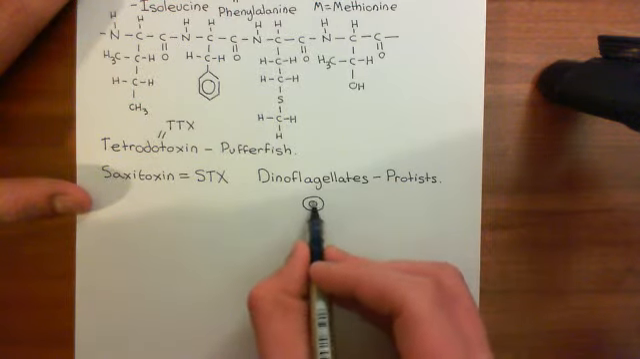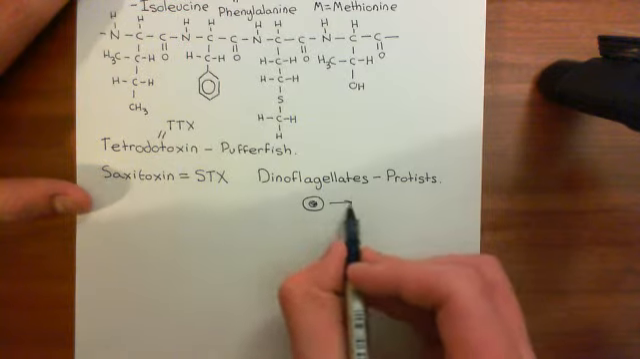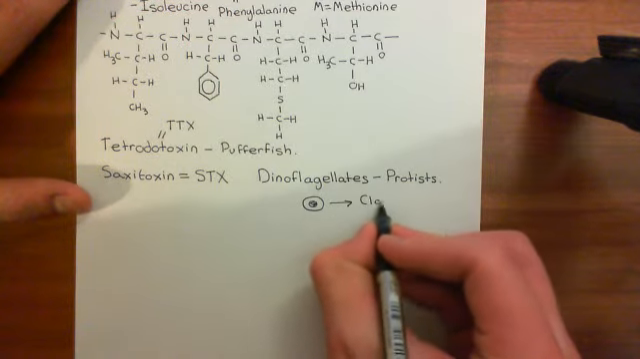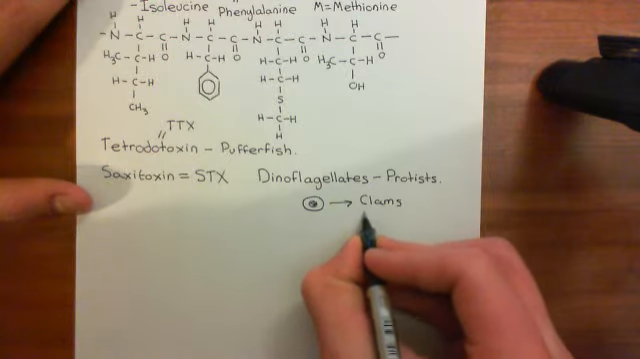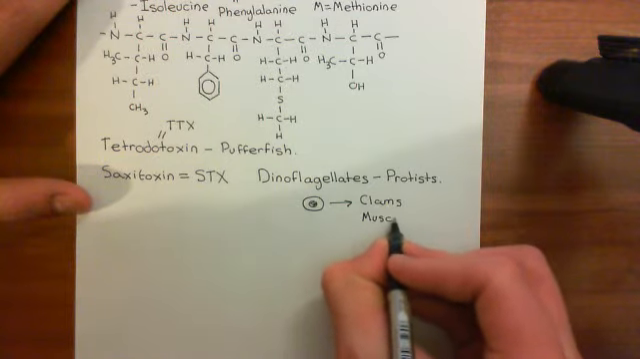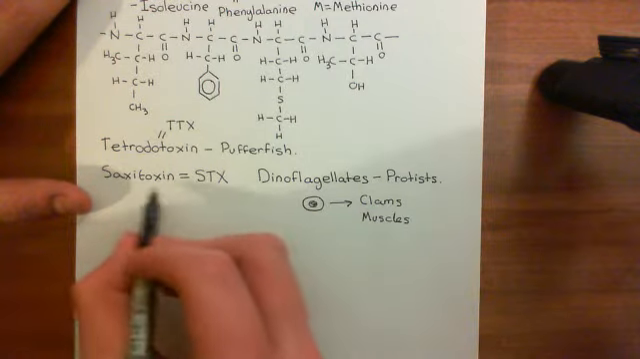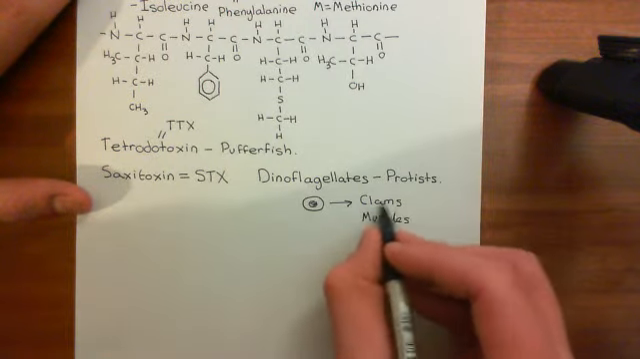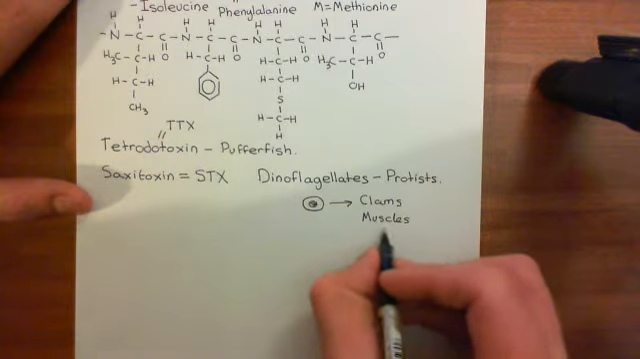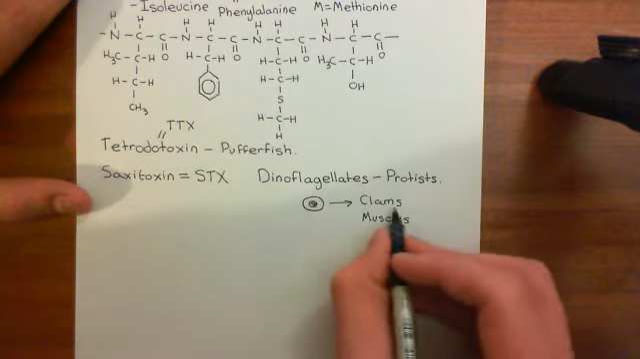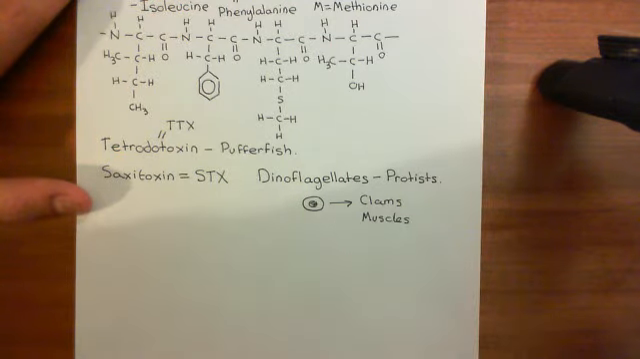Certain shellfish, such as clams and mussels, and there are other shellfish as well, can consume these dinoflagellates. And some of these dinoflagellates produce saxitoxin. So what happens is the saxitoxin builds up in the clams and the mussels, and the humans then eat the clams and the mussels, and they get saxitoxin poisoning.